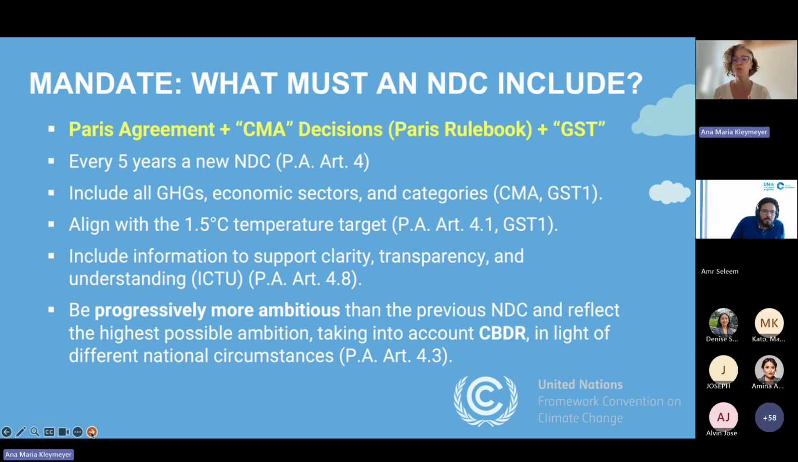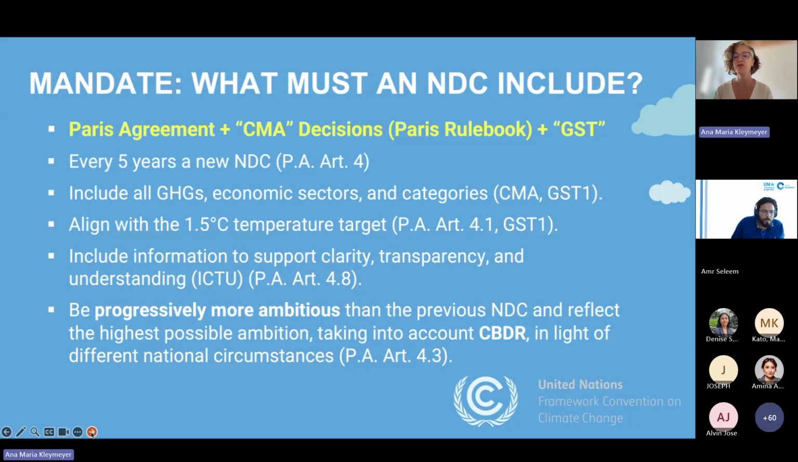So the Paris Rulebook, which were these decisions that Makoto referred to, gave a little bit more specificity than just we will do pledges. And the Paris Rulebook said, okay, all countries have to include all greenhouse gases, all economic sectors, and all categories. The global stocktake, which is the way that the Paris Agreement is evaluated and strengthened every 5 years, is another part of the Paris Agreement, its ability to evolve and become stronger with every cycle.